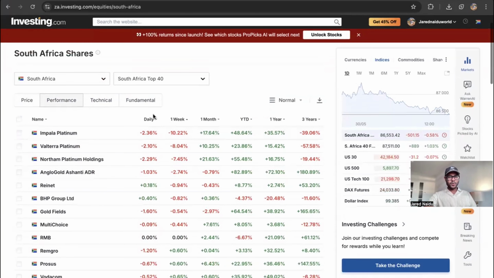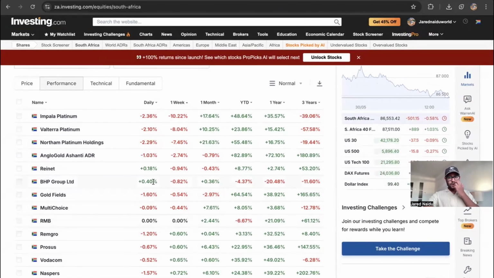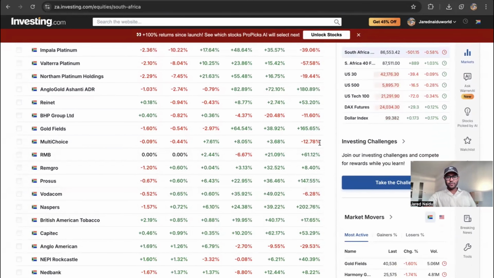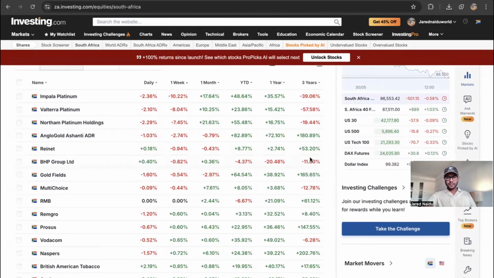Now, if we're looking here, for example, let's go Anglo Gold. Now, gold's been down recently, but in the long term, gold is very bullish. Gold is going to go up. Even Gold Fields is down, right? But if you look at Gold Fields for a year, it's up 38%. In 3 years, it's up 165%. If you look at all these other stocks, very few of them are up over 100%, right?